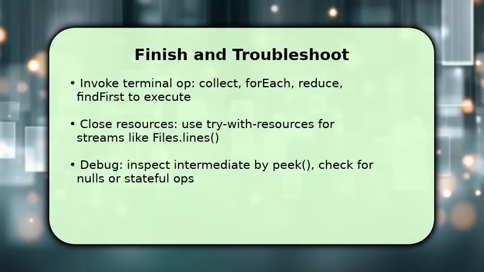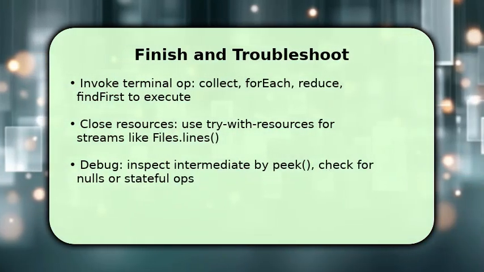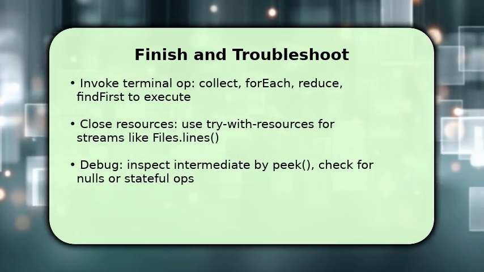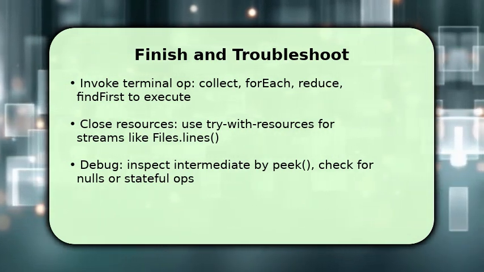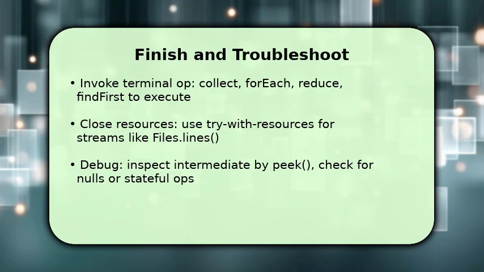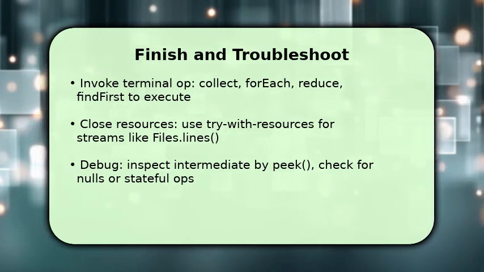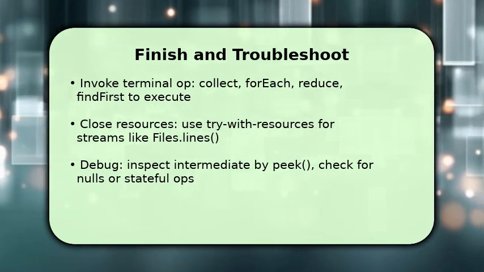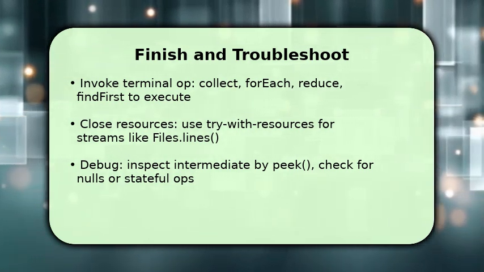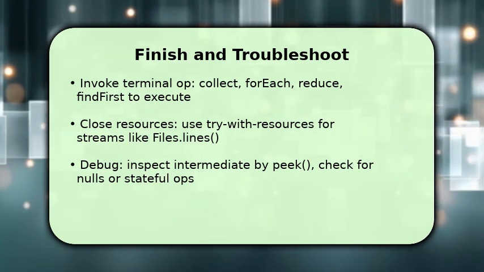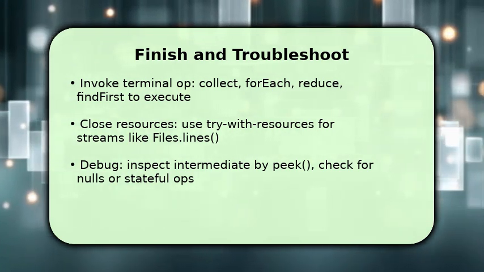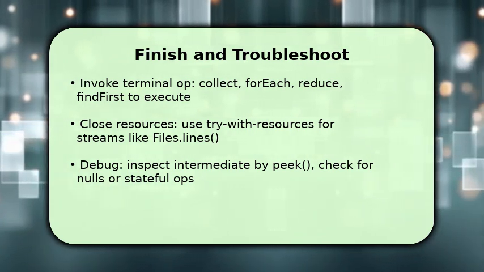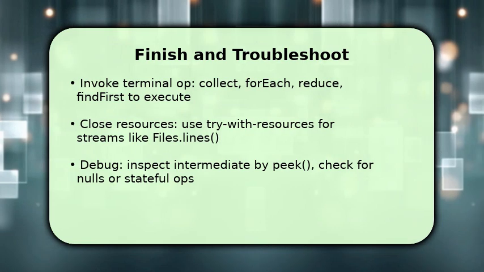You complete the task by choosing the right terminal operation and executing the pipeline: collect to gather results or forEach to act on each item. Once finished, close resource-backed streams with try-with-resources so files and sockets are released. If results look wrong, use peek to inspect values mid-pipeline, check for unexpected nulls, and remove stateful operations like sorted with mutable comparators. If performance lags, profile and reconsider parallel streams versus sequential processing.